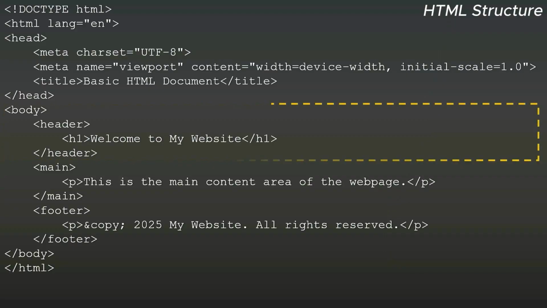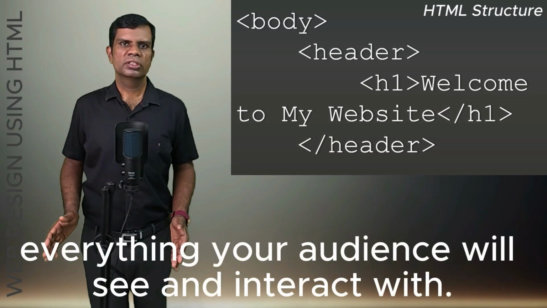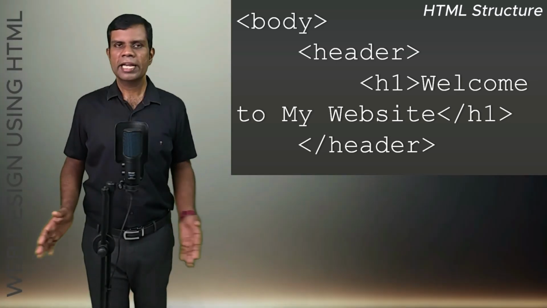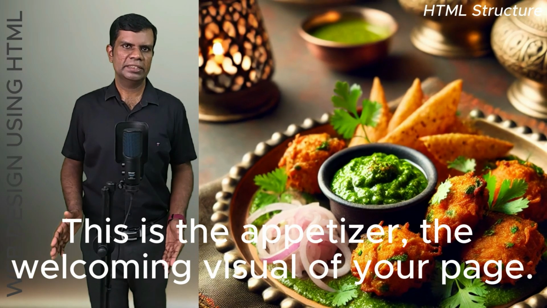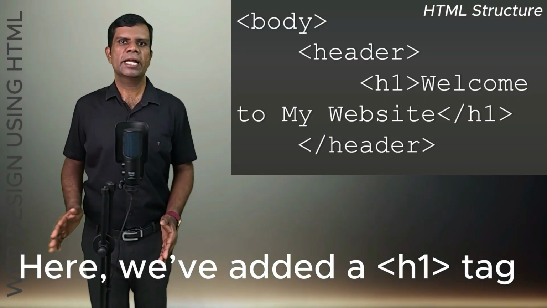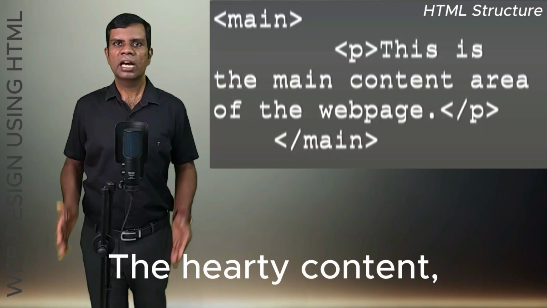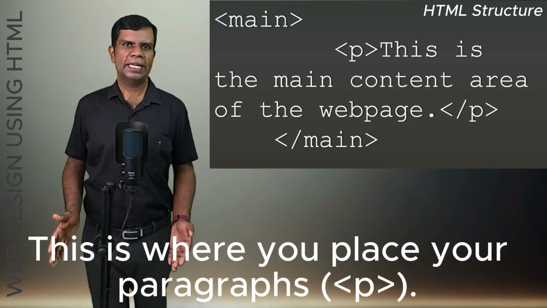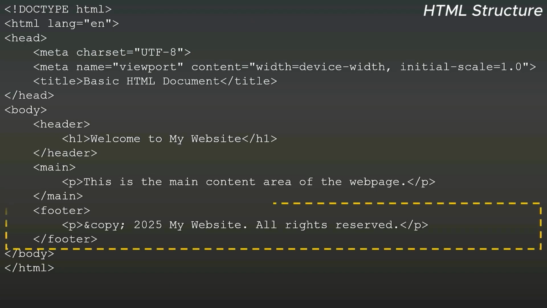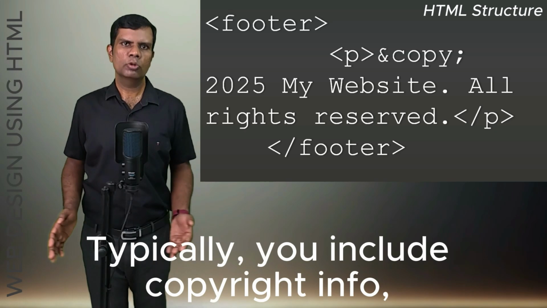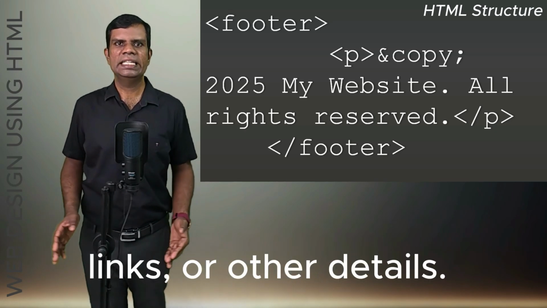Fourth one, <body>, the main course, everything your audience will see and interact with. Inside it, <header>, this is the appetizer, the welcoming visual of your page. Here we have added an <h1> tag for the main heading. Next, <main>, the hearty content, like the meat or vegetables of a dish. This is where you place your paragraphs. Next, <footer>, the dessert, a sweet ending to wrap up your page. Typically, you include copyright info, links or other details.